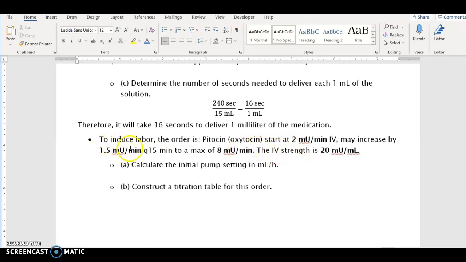So the problem is, to induce labor, the order is pitocin, which is oxytocin. Start at 2 milliunits per minute. MU is the abbreviation for milliunits. So pitocin, start at 2 milliunits per minute IV, and we may increase that by 1.5 milliunits per minute every 15 minutes to a maximum of 8 milliunits per minute. Then it says the strength of the solution in the IV is 20 milliunits per milliliter.